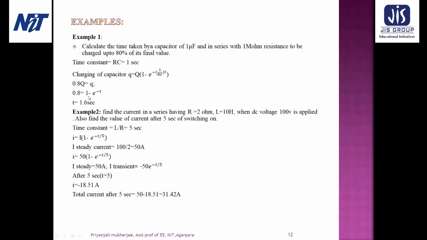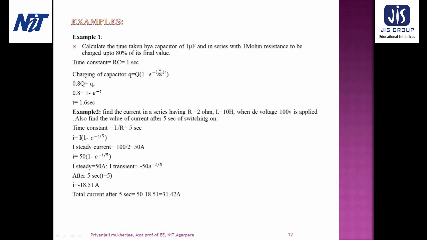So we get the equation 0.8 equal to 1 minus e to the power minus t, which gives the value t equal to 1.6 seconds. In another example, find the current in a series circuit having R equal to 2 ohms and L equal to 10 Henry when a DC voltage of 100 volt is applied. We need to find the current after 5 seconds of switching on.